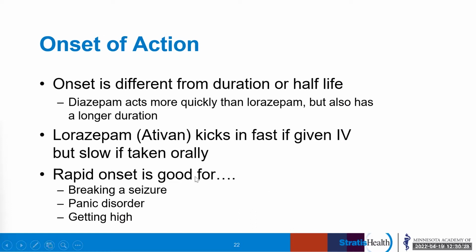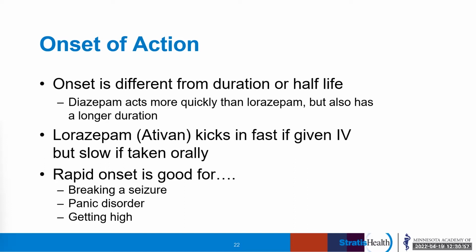So let's talk about onset of action again. It can be very different from the duration or half-life. You can have something with a long half-life that actually comes on very quickly. And again, I mentioned this earlier, that diazepam's onset of action is actually pretty quick. It's faster than lorazepam, which has a much shorter half-life but also a longer duration. Some of these drugs have very interesting properties that make them useful for particular things.